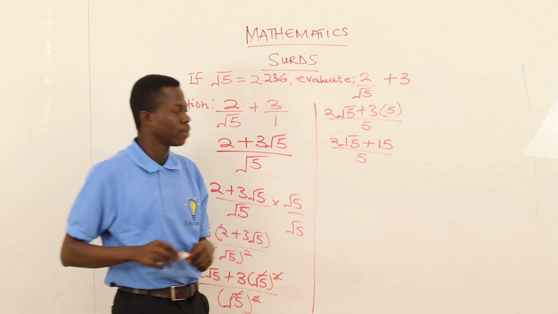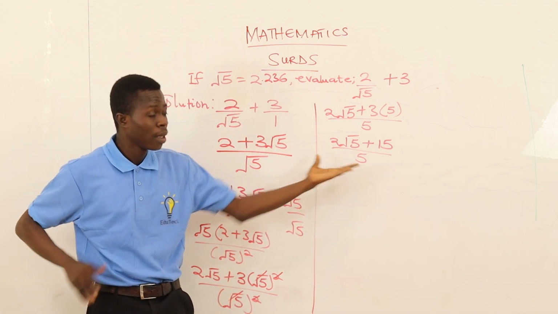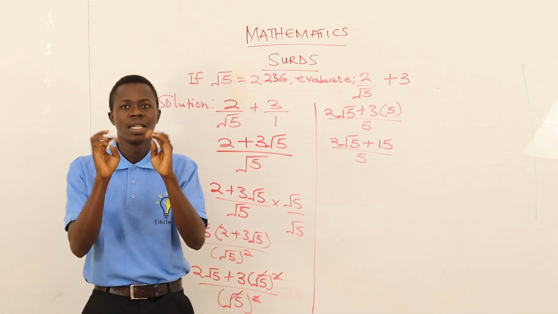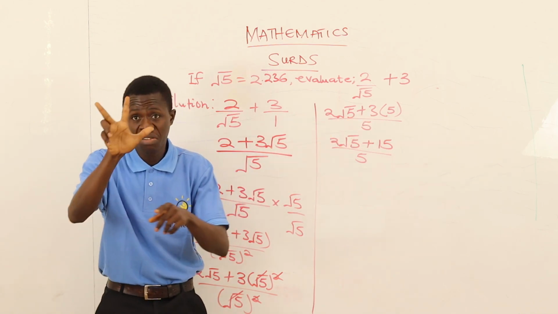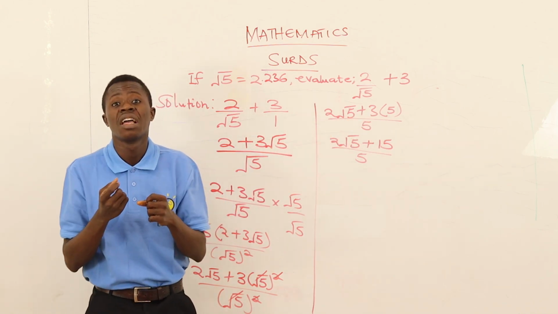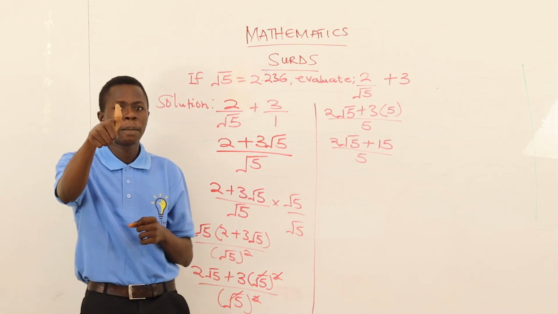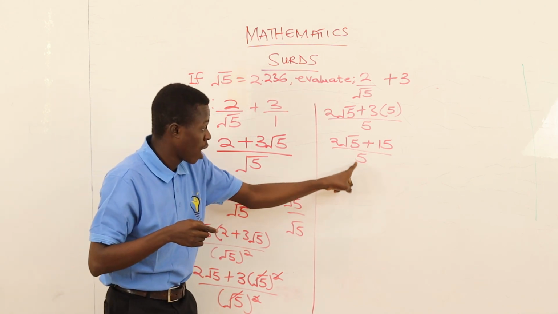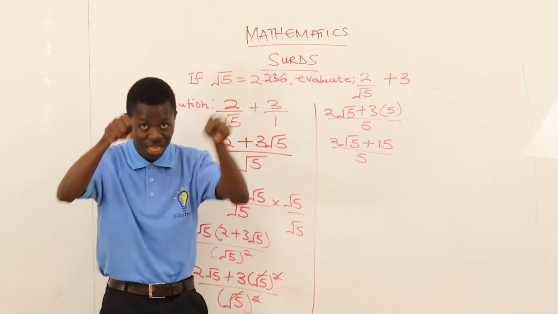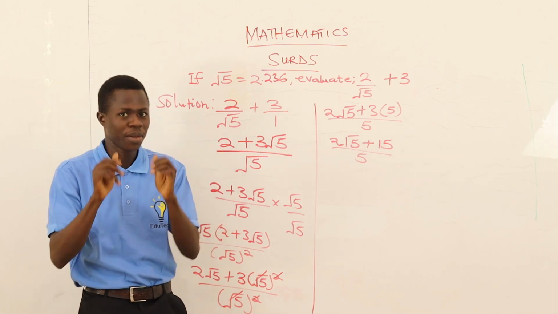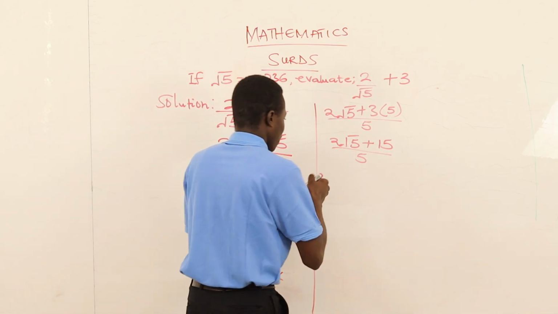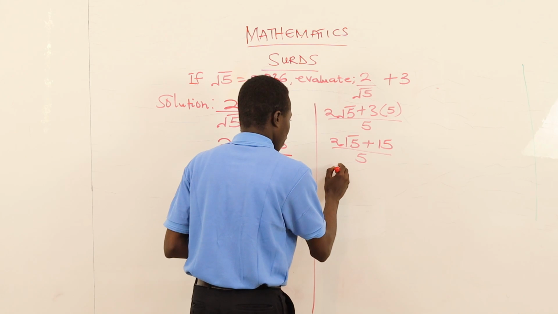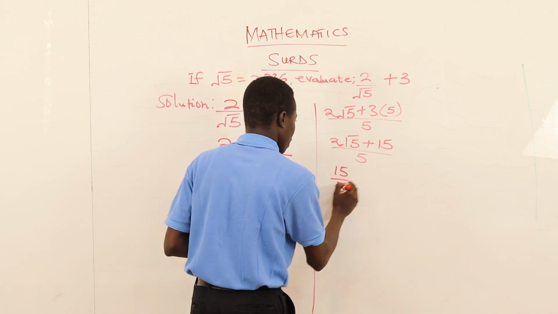You remember that we said that anytime that we have an expression like that, we can further simplify. So our next objective is to separate the expressions and simplify them. So we can have 15 divided by 5 as one expression, plus 2√5 divided by 5 as another expression.